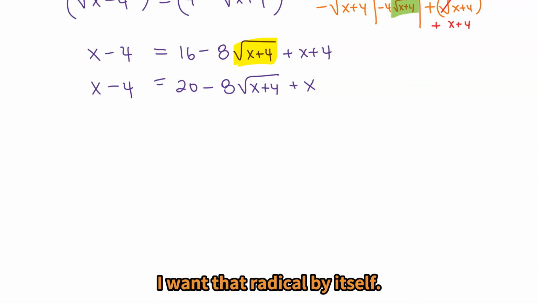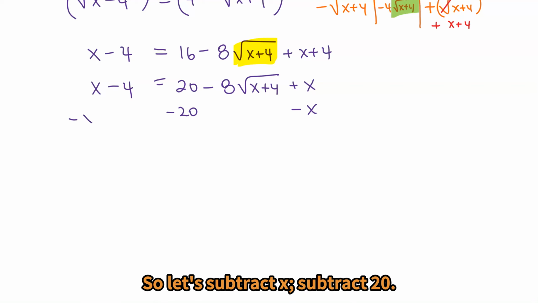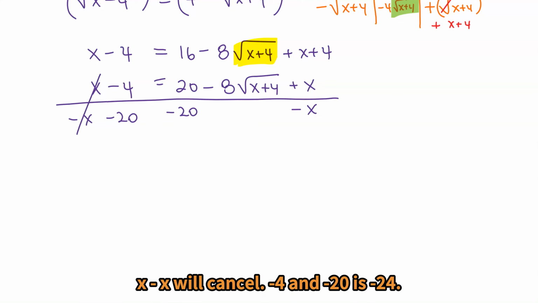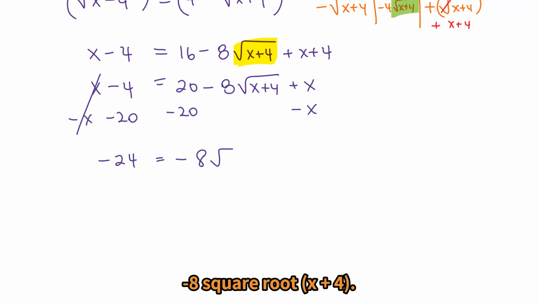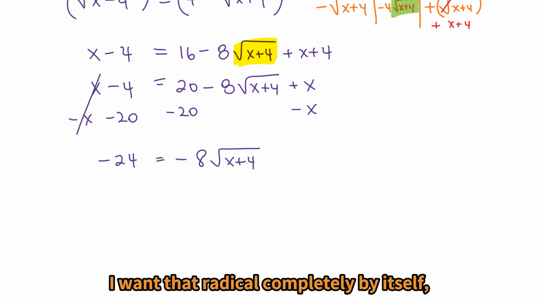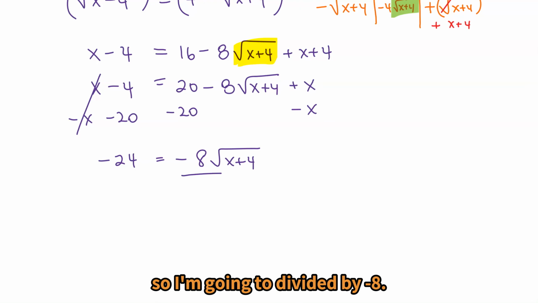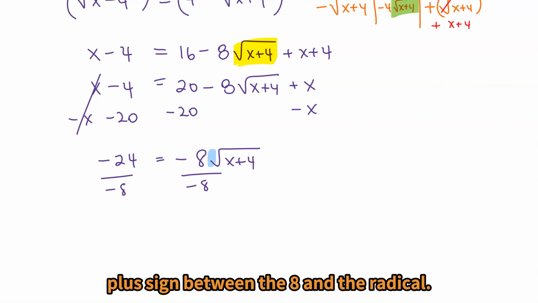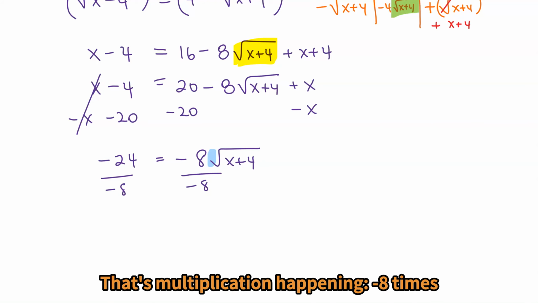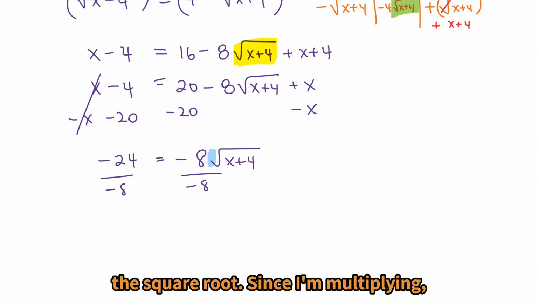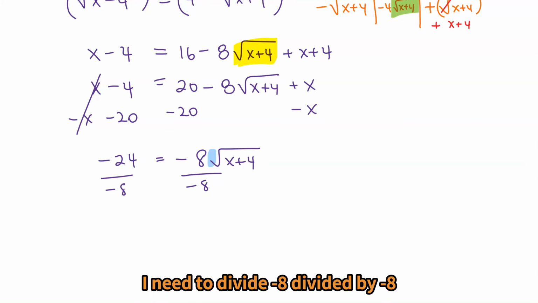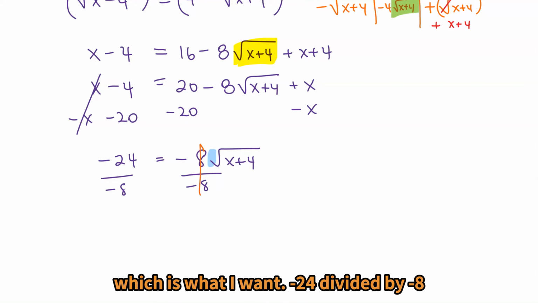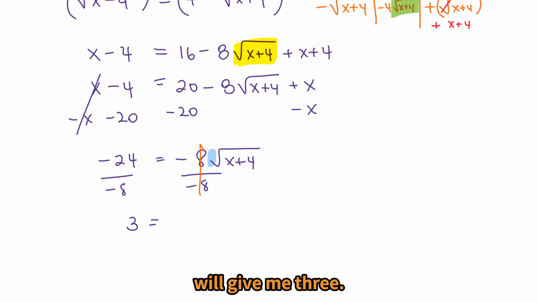I want that radical by itself, so let's subtract x and subtract 20. X minus x will cancel. Negative 4 and negative 20 is negative 24. Negative 8 square root of x plus 4. I want that radical completely by itself, so I'm going to divide by negative 8. Notice there's no plus sign between the 8 and the radical. That's multiplication happening: negative 8 times the square root. Since I'm multiplying, I need to divide. Negative 8 divided by negative 8 will cancel, which is what I want. Negative 24 divided by negative 8 gives me 3.